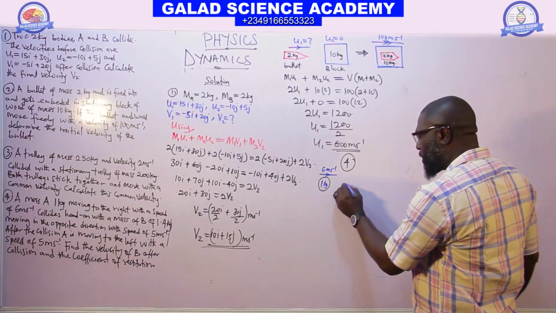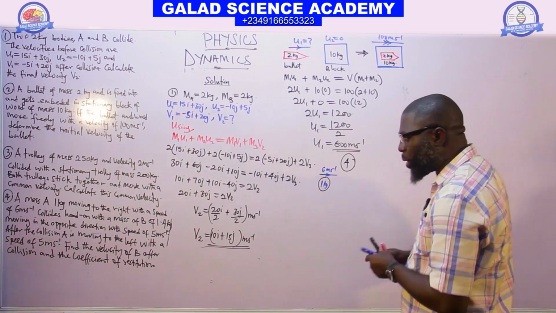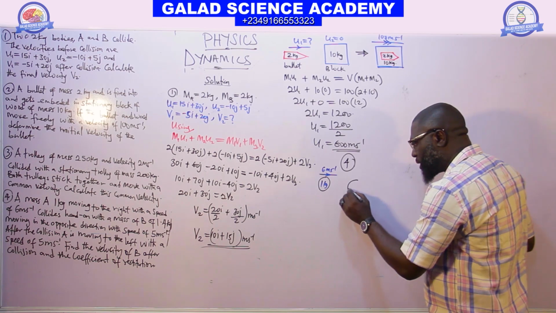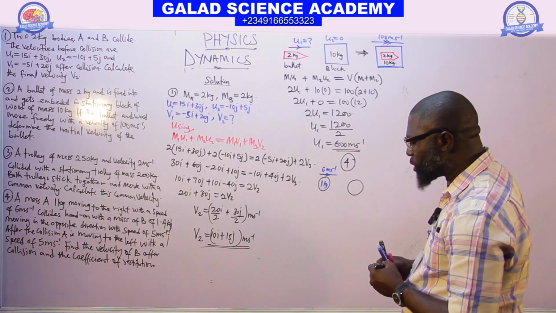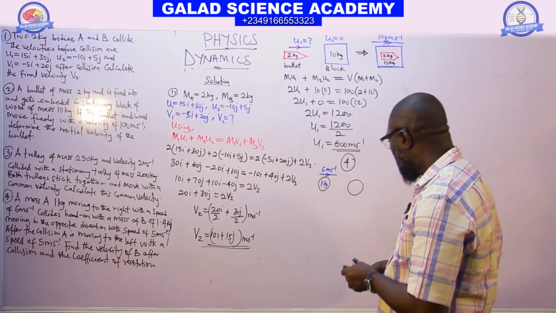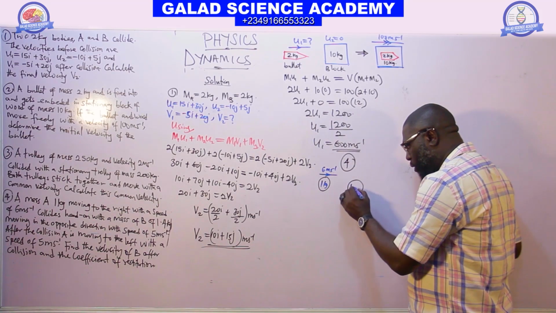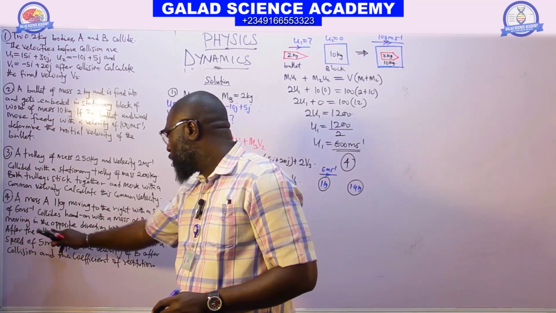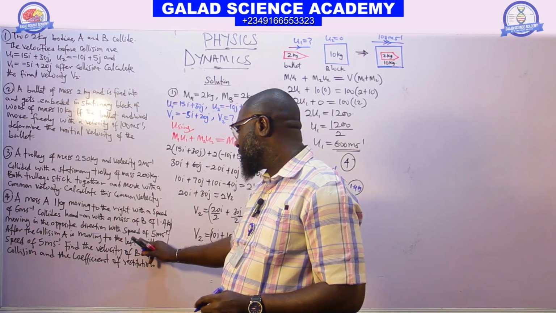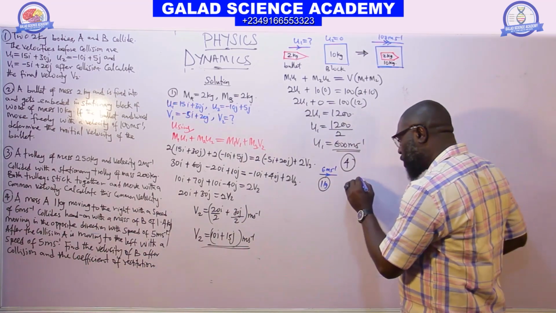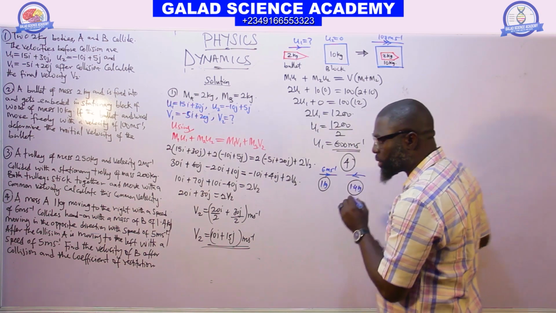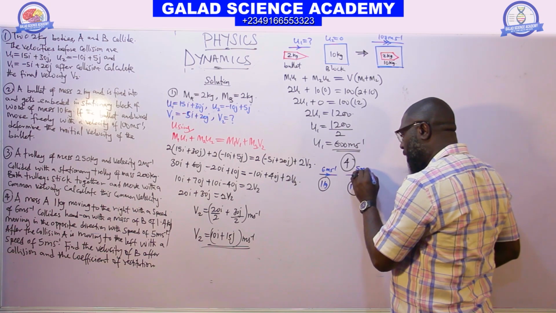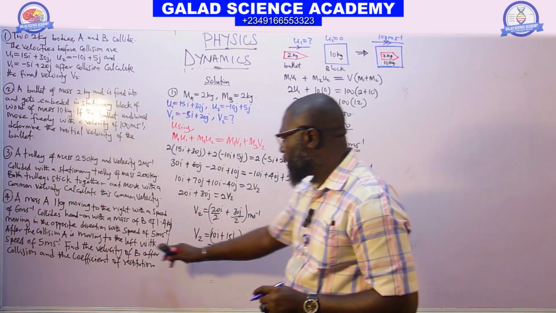Collide head-on with another body of mass B of 1.4 kg. So we have 1.4 kg moving in the opposite direction with a speed of, so this one is moving like this, 5 meter per second, 5 meter per second.